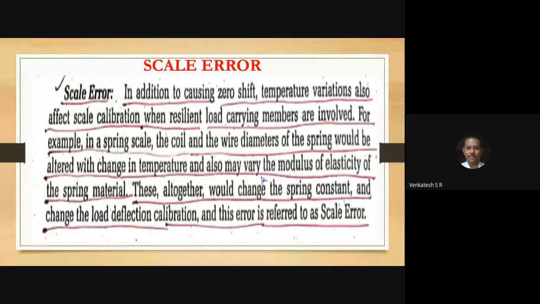Next, come to the point, scale error. For example, if you are measuring pressure, you are using a 0 to 10 pressure gauge. You need 5 kg per millimeter square. But in actual practice, the pressure is 5, but the needle is showing 4.99 or 5.01. So that difference from the actual one, the true value or true reading, is scale error.